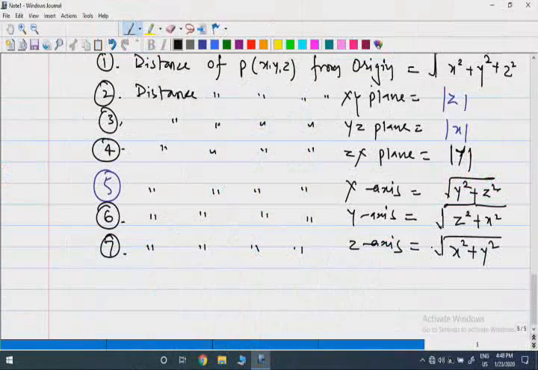From the y-axis, it would be y z square plus x square, that is, the square root of z square plus x square. Lastly, seventh, from the z-axis it would be x square plus y square.